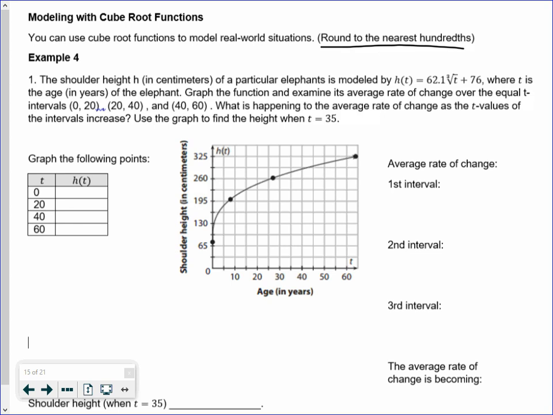Pay attention that those are intervals of t. They're not actually points. And then we're going to see what is happening to the average rate of change as the t values of the intervals increase. And then we're going to use the graph to find the height when t equals 35.